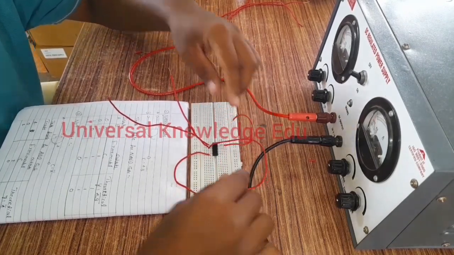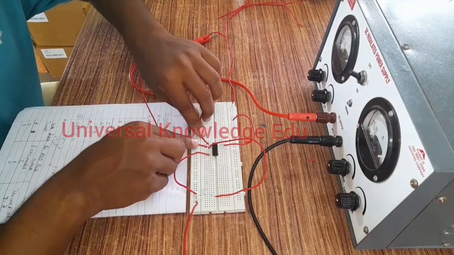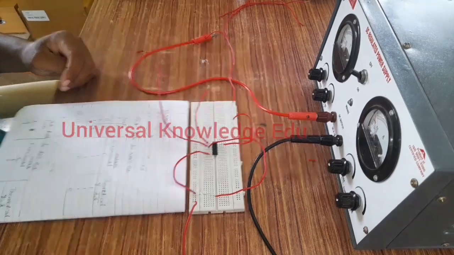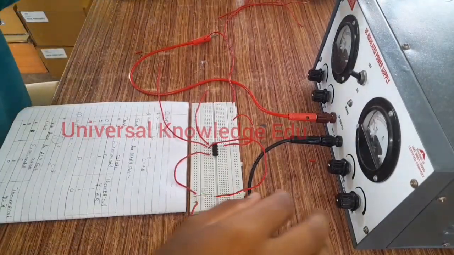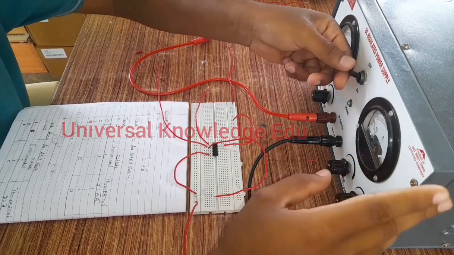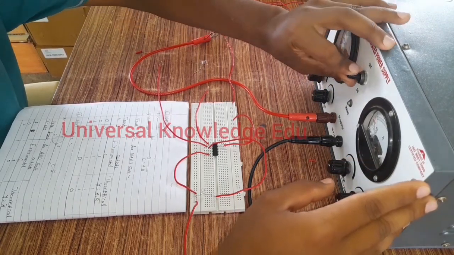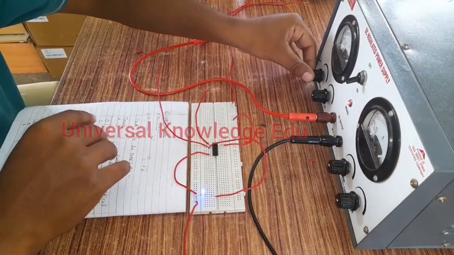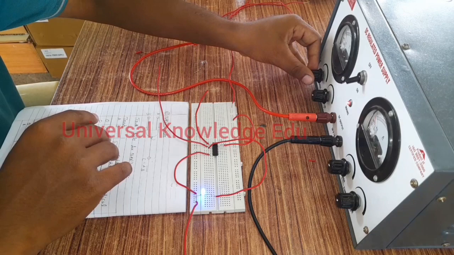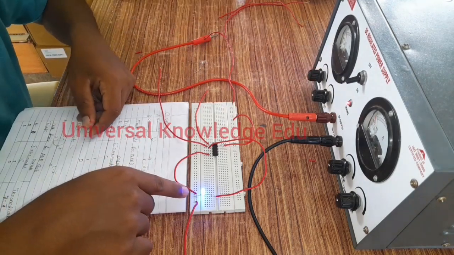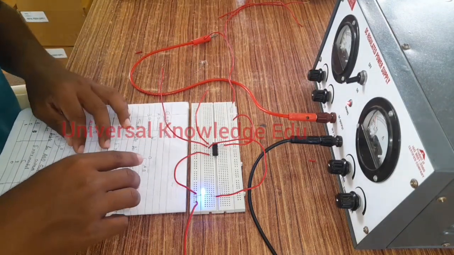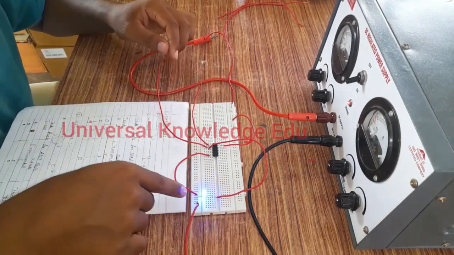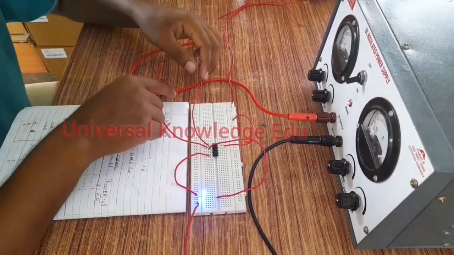The connection is done. Let's move on to the experimental setup. We switch on the DC power supply main and set the 5-volt maximum. Okay, this is the LED light, which is glowing. If the circuit connection is correct, the lamp glows. This is open circuit.